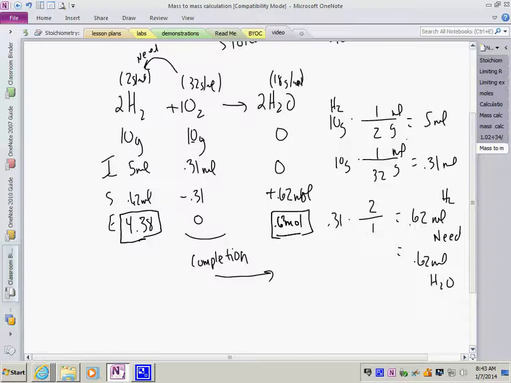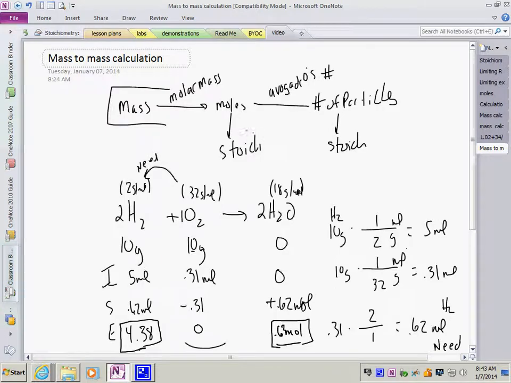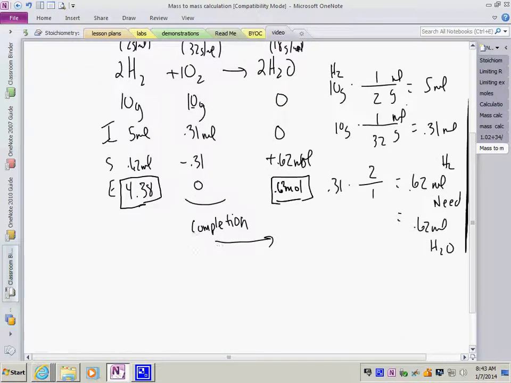But if they want me to figure out the mass, well, I need to use the molar mass to flip back. Or if they want me to know the number of particles, I use Avogadro's number to flip that back. So let's say they want to know the mass of product, okay? So the mass of water produced.